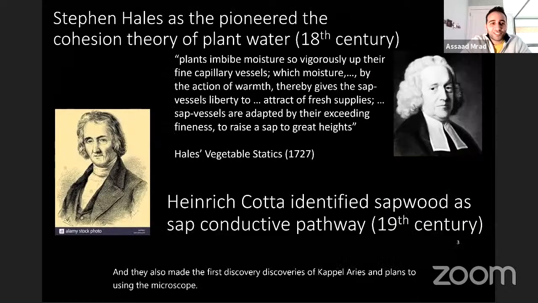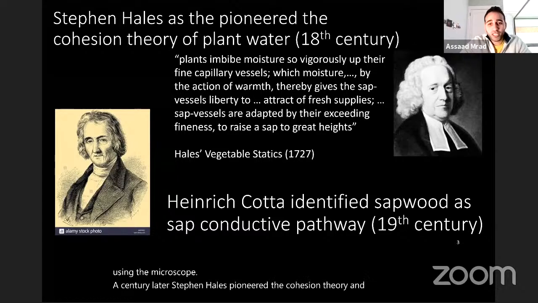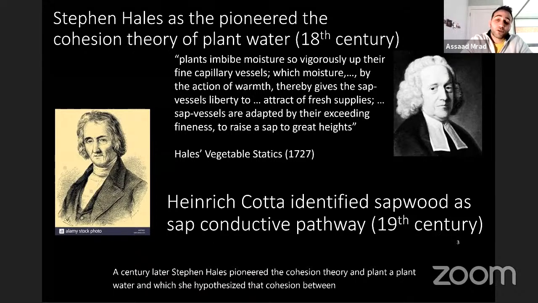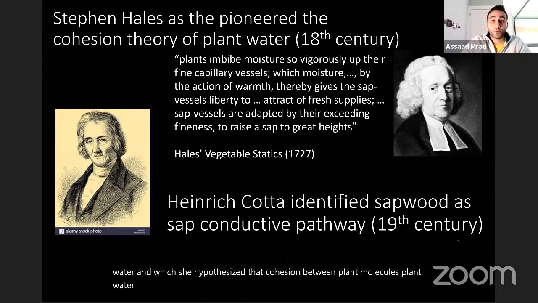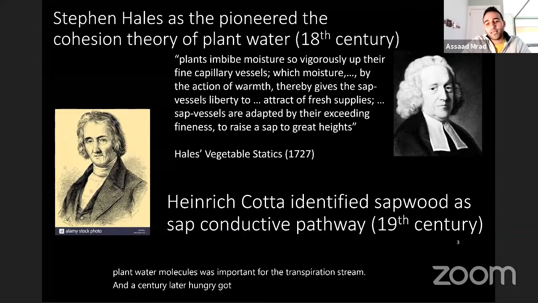A century later, Stephen Hales pioneered the cohesion theory in plant water, in which he hypothesized that cohesion between plant water molecules was important for the transpiration stream. And a century later, Heinrich Cotta identified sapwood as the main sap conductive pathway.